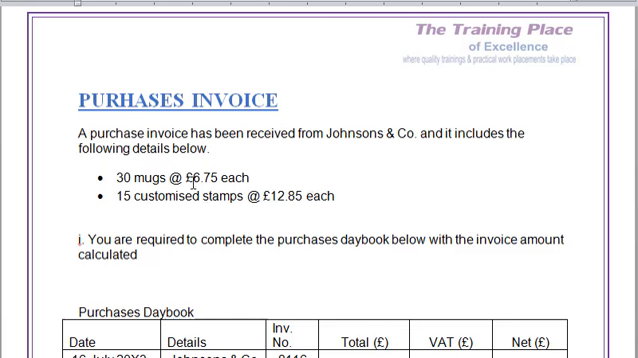We've got 30 mugs at £6.75 each. That means you need to find the total cost of that. So 30 times 6.75. And then you'll add it onto the 15 customized stamps. For us to get that, we'll do 15 times £12.85, nice and smooth.